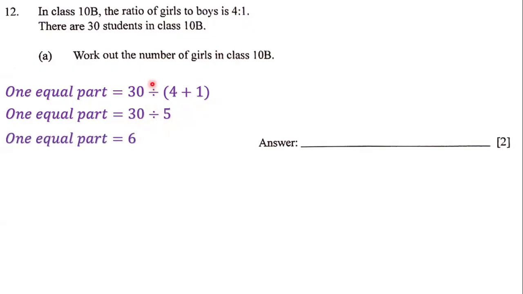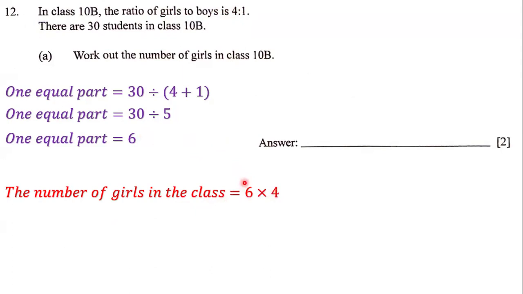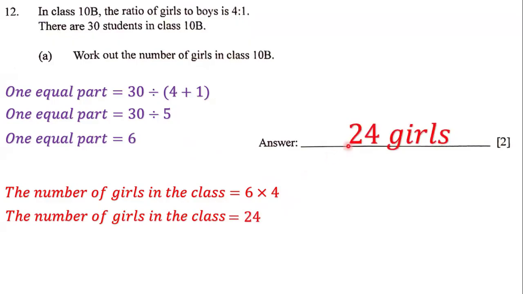But what we want to figure out is the number of girls in the class. What do we know? It says that the ratio of girls to boys is 4:1. That means that girls is responsible for 4 shares or 4 equal parts. And so the number of girls in the class is going to be equal to 6 times 4, because one equal part is 6 and the number of girls in the class accounts for 4 equal parts. So it's going to be 6 times 4, and 6 times 4 is definitely 24. And so that means that there are 24 girls in the class.